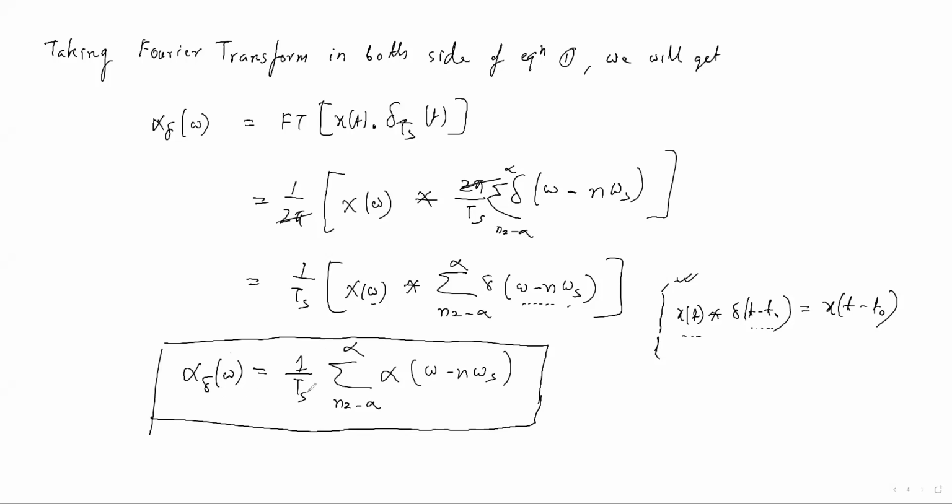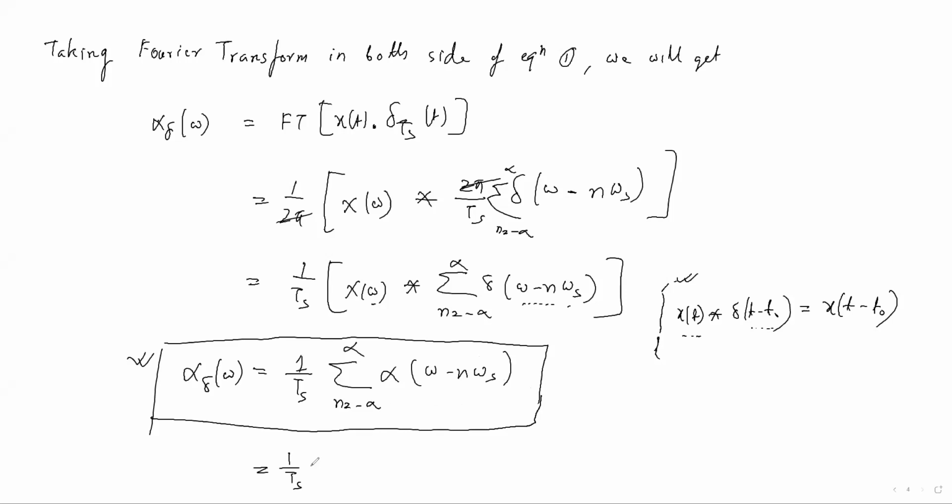X of delta omega equals 1 by Ts, summation n equal to minus infinity to infinity, x of omega minus n omega s. So if you break the summation, how will it look? This is the main equation that I am going to derive. Omega s, the signal of x omega is a shifted version of the signal. And how much is it shifted? If you put n equal to 1, 2, 3, then those types of signal will be present.